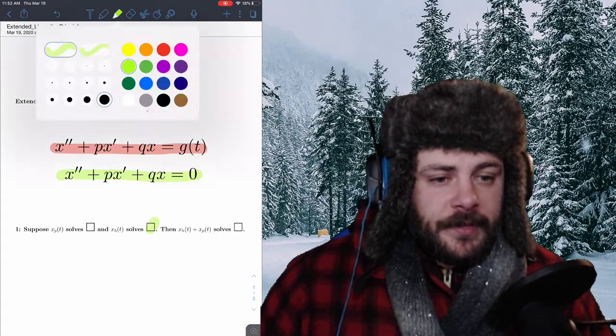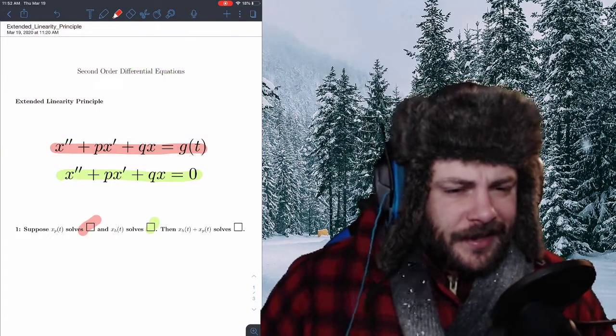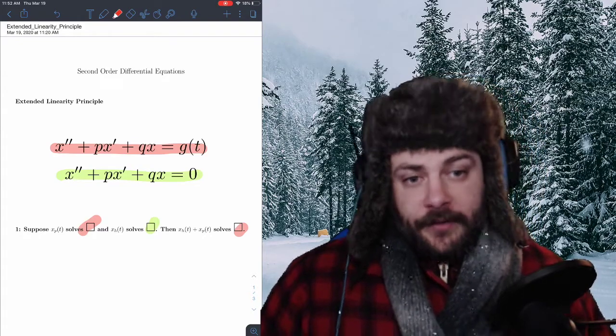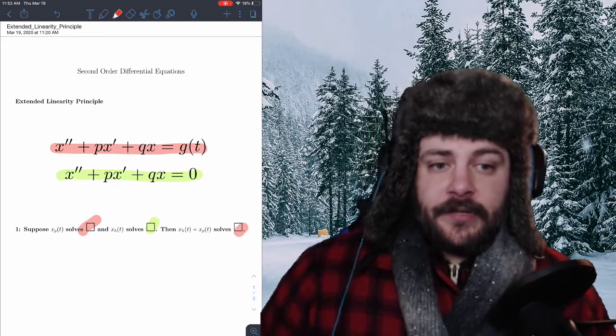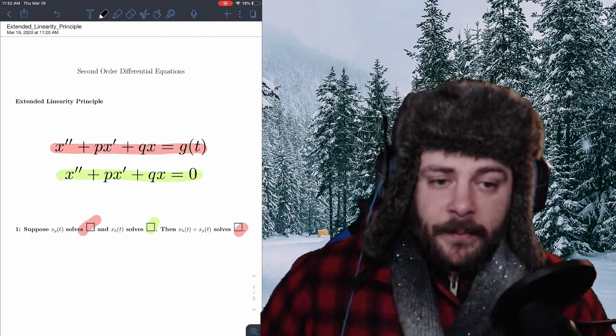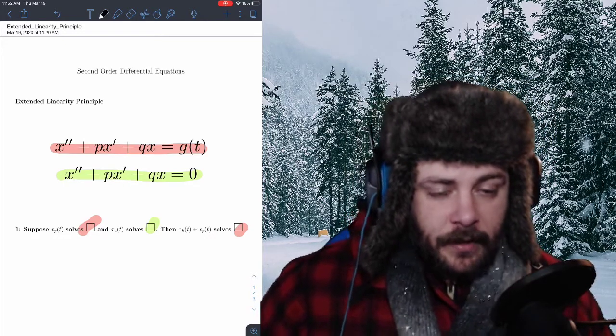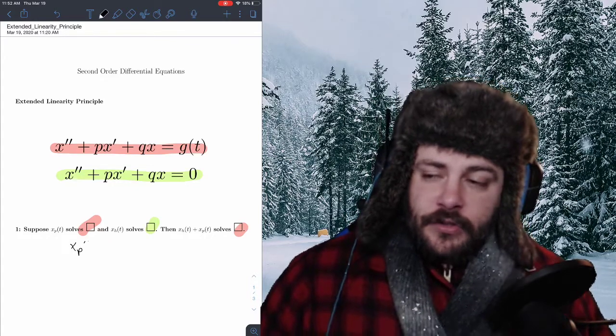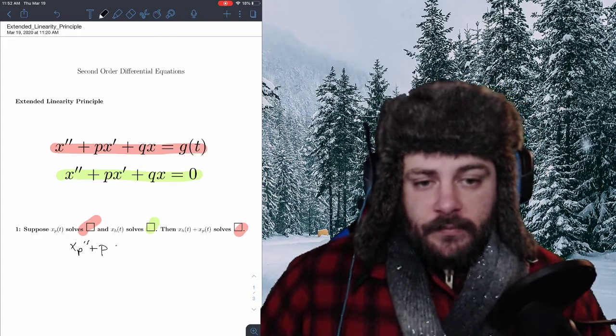And what we're going to be doing here, I wrote the boxes just so I didn't have to keep writing giant equations. We suppose that x sub p solves the big general equation, and x sub h solves its associated homogeneous form. Then we claim their sum solves the big non-homogeneous format. So what should we do with this? Well, let's just write down the facts.